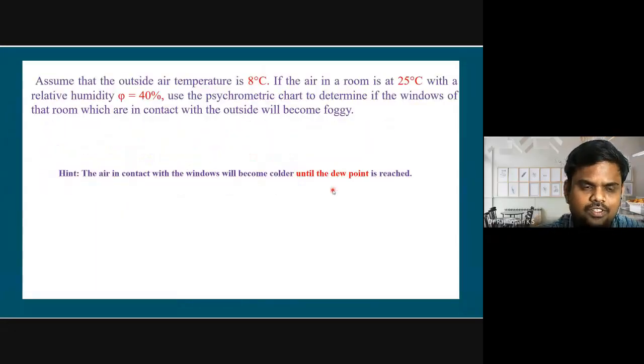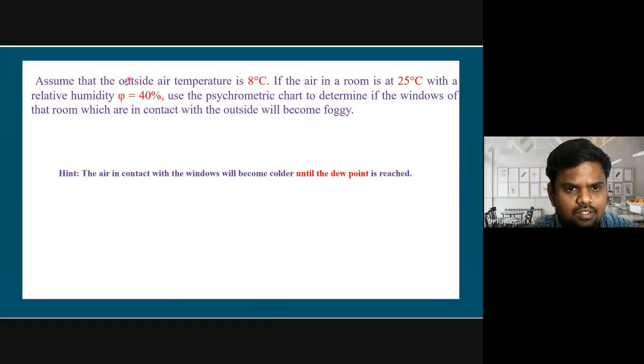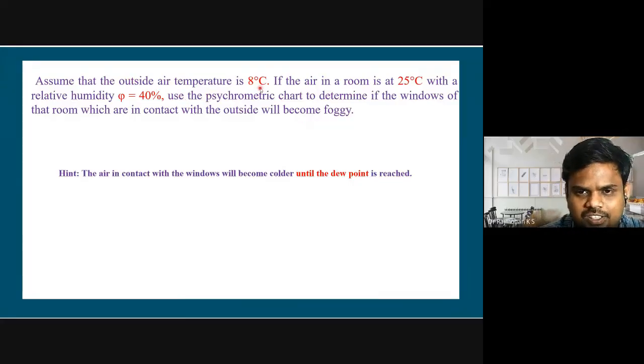Second problem: assume that the outside air temperature is 8 degrees Celsius. If the air in your room is 25 degrees Celsius with a relative humidity of 40%, use the psychrometric chart to determine whether the window of that room, which is in contact with the outside, will become foggy or not. The hint here is that the air in contact with the window will become colder until the dew point is reached. If the dew point is reached, we are going to have fog.